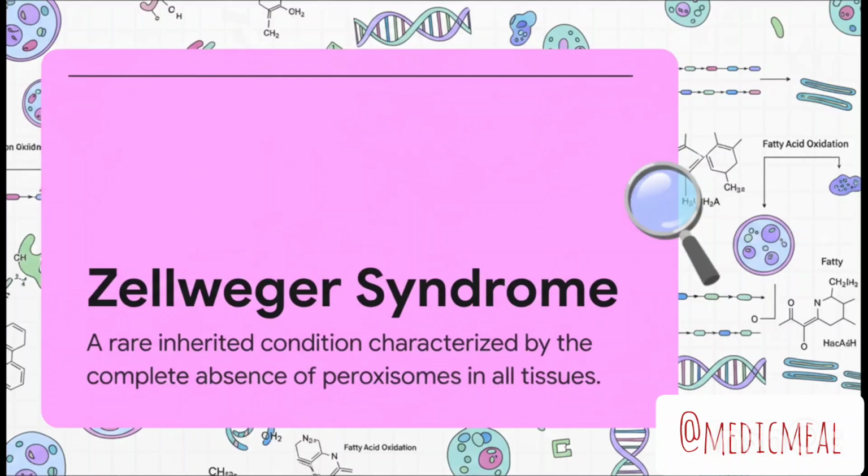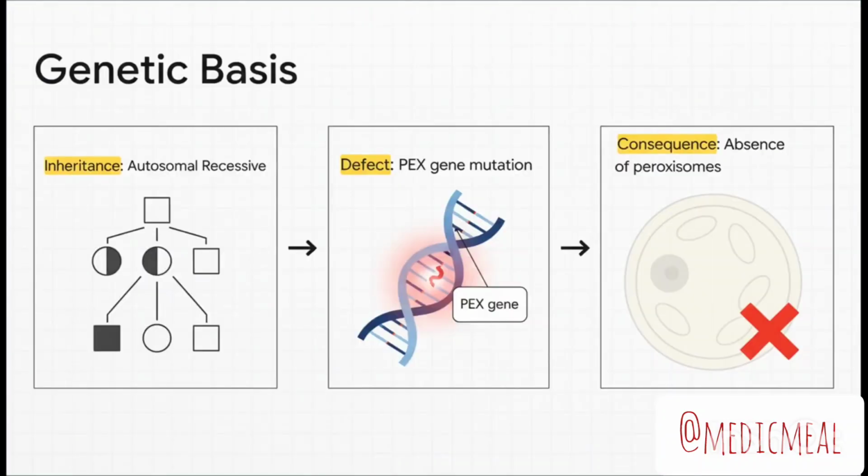So, Zellweger syndrome, you might also see it called cerebrohepatorenal syndrome, is a rare inherited disease. And what makes it so devastating is that it's characterized by the complete and total absence of peroxisomes in every single tissue in the body. Genetically, it's an autosomal recessive condition. The root of the problem is a mutation in what's called a PEX gene, which is absolutely essential for building peroxisomes in the first place. The result? A complete, generalized loss of every single function that peroxisomes are supposed to perform.